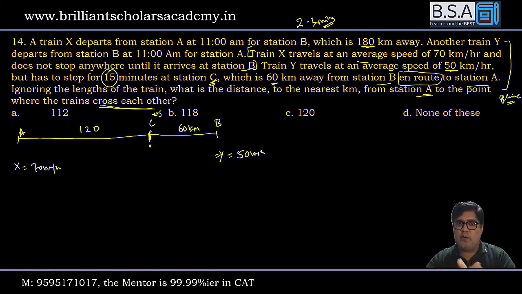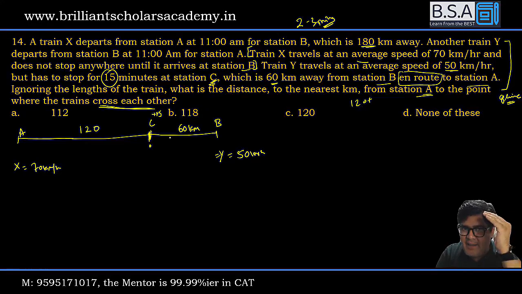So what you need to understand is there are 3 to 4 possibilities. One possibility is the train Y has not even reached C and both trains have met. That means distance from A will be 120 plus in that case. The meeting happens on the right side of C. Another possibility is the train Y is here. It has stopped. For 1 minute, 2 minutes, 3 minutes, 4 minutes, we do not know. Train Y has stopped and X crosses it. In that case, it will be distance 120.